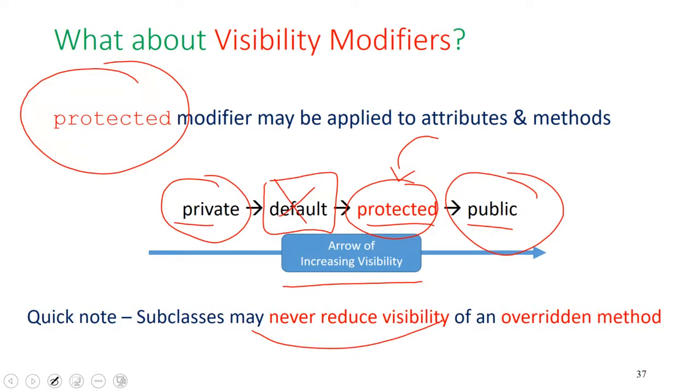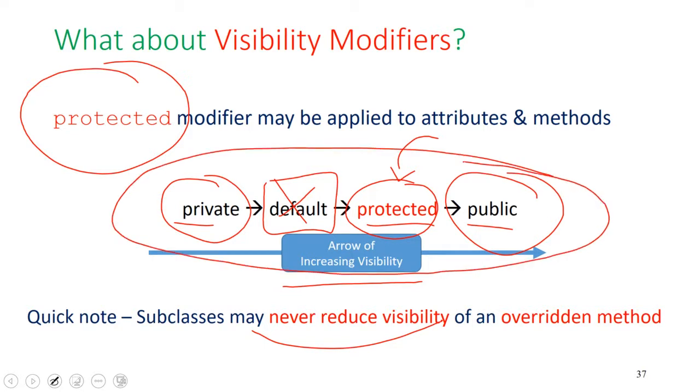You may never decide that something that was public in your superclass is now private. In other terms, you cannot lock down in your subclass something that the superclass already decided should be visible to everybody. I use public and private, but it's true along that whole spectrum of visibility, meaning that if something is protected, you cannot downgrade it to default visibility in your subclass or private or stuff like that. You have to be at least at the same level of visibility or above.